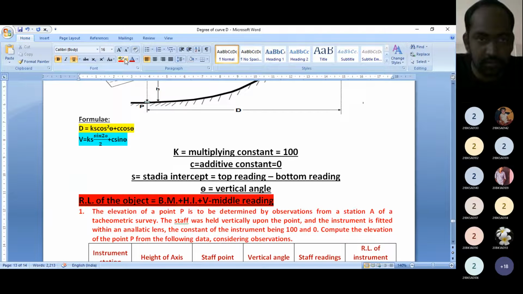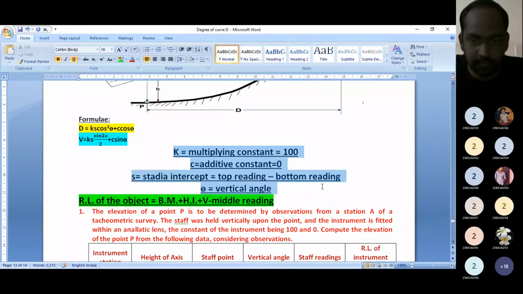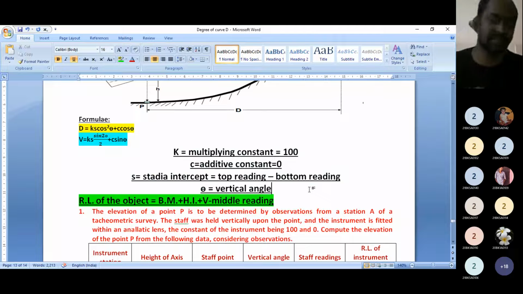Okay now, so I think that all the things are visible to all of you. K is the multiplying constant equal to 100. C is the additive constant equal to 0. S is the stadia intercept, top reading minus bottom reading. Theta is the vertical angle. And RL of the object we have to determine can be calculated by using the benchmark plus height of the instrument plus V minus middle reading. That's all.